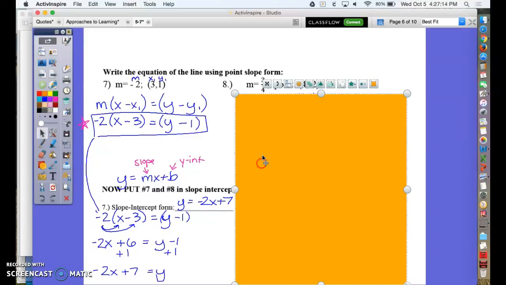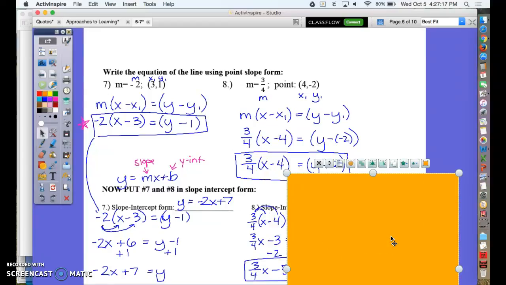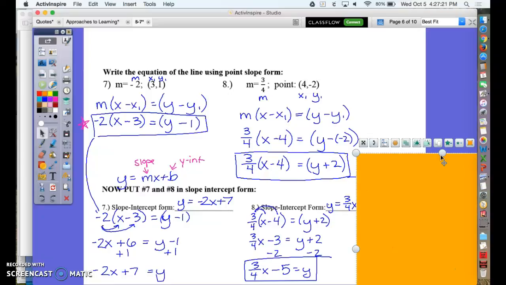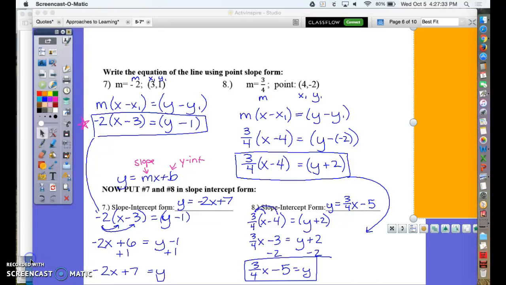So in number 8, I think it's very helpful to label everything. So I labeled my m, and I labeled my point. This is my x sub 1 and my y sub 1. Then you have to know this formula that is given to you, but all you do is plug that information in. From there, guys, I would simplify. If you're taking a minus a negative, you're really adding a positive, right? And this is your point slope form.